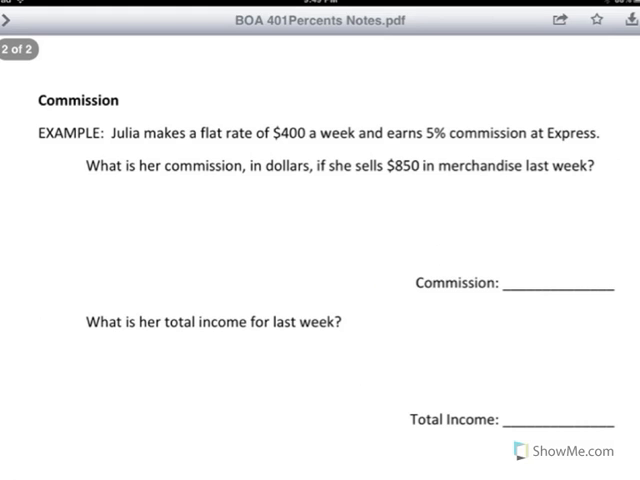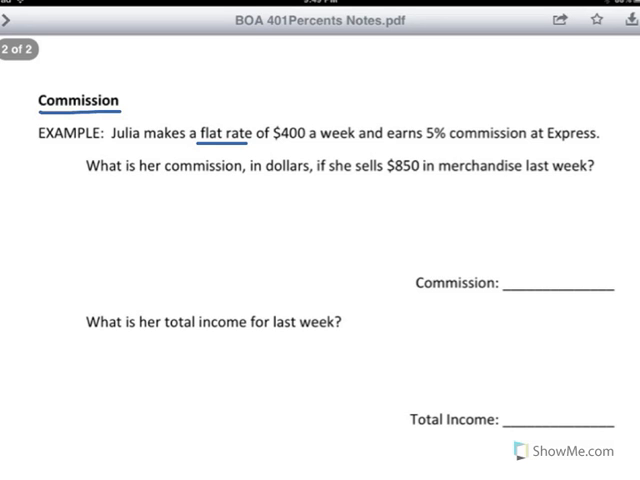For our last problem here, we're going to talk about commission. Commission is a percentage of sales. So this is very common when we're talking about car dealerships or any type of salesperson, and they make something over their flat rate salary. So let's go through this example.